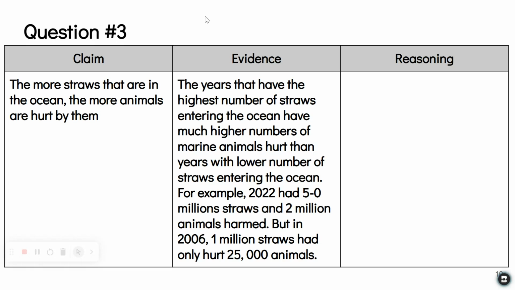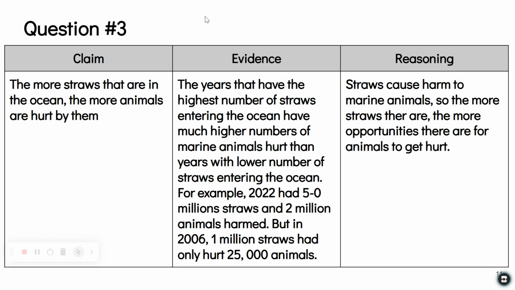The evidence would be something similar to the years that have the highest number of straws entering the ocean have a much higher number of marine animals hurt than years with a lower number of straws entering the ocean. For example, 2022 had 50 million straws and 2 million animals harmed, but in 2006, 1 million straws had only hurt 25,000 animals. So you're using information from the chart and writing it out as your evidence.